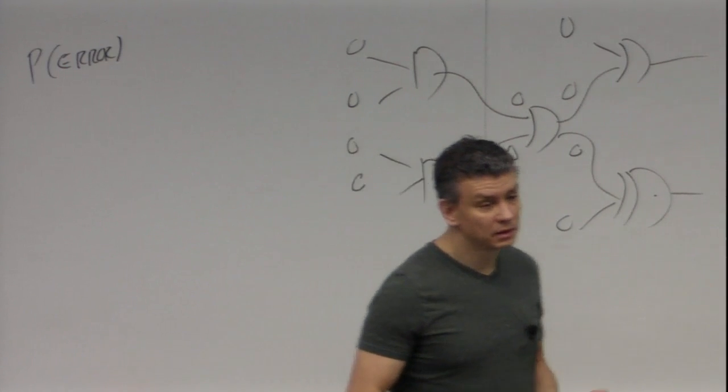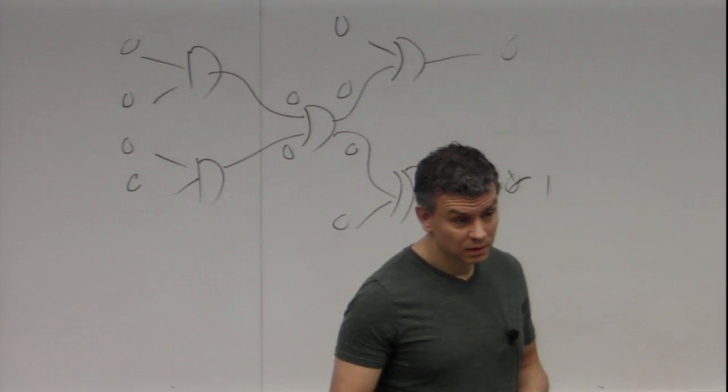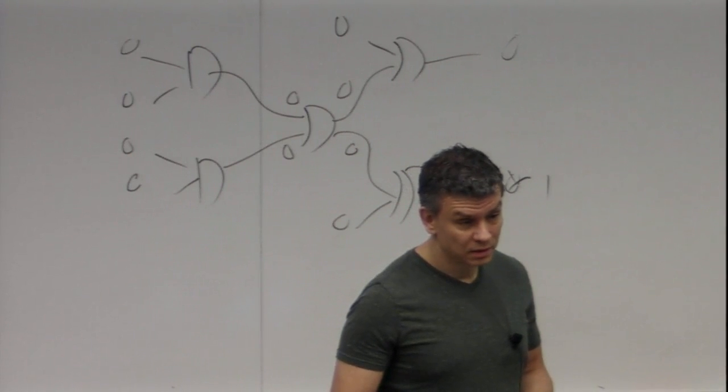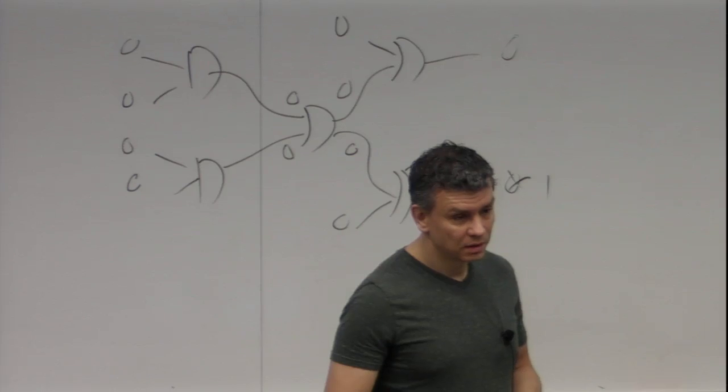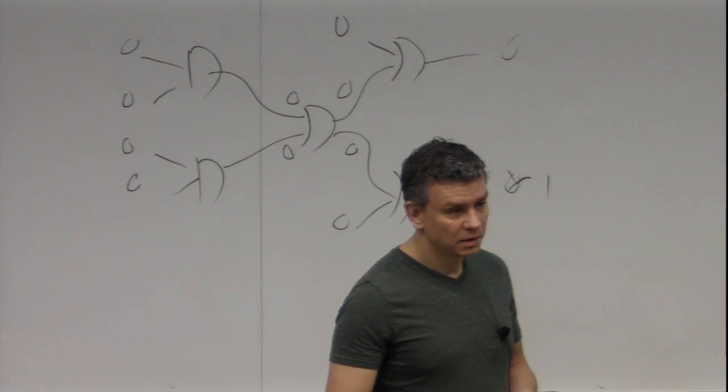Yes? Can we calculate the probability of failure for one gate, one output once, and then the other output in the next step, and then sum them together because it's arithmetic, right?